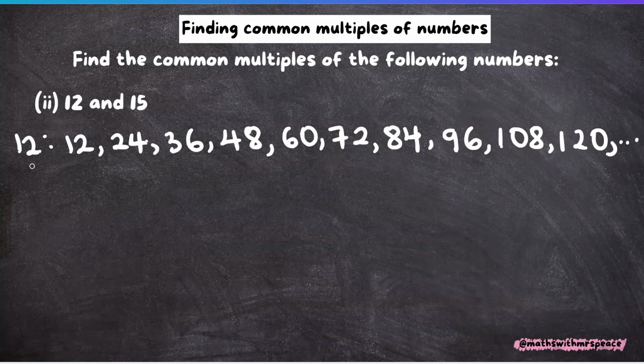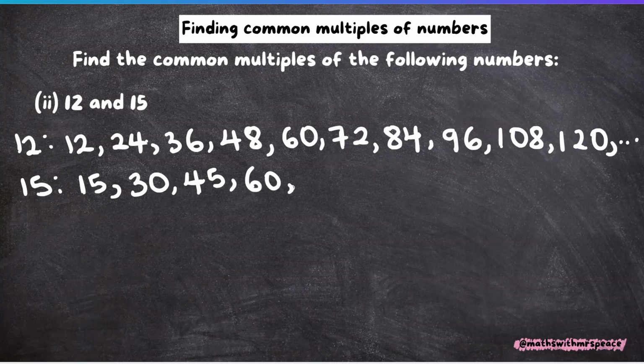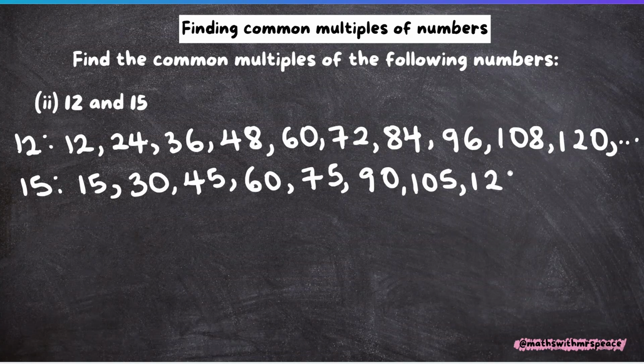Let's do the same for 15. We'll list the multiples. We have 15, 30, 45, 60, 75, 90, 105, 120, 135, and 150. Okay, we managed that real well. And these are the first 10 multiples of 15.